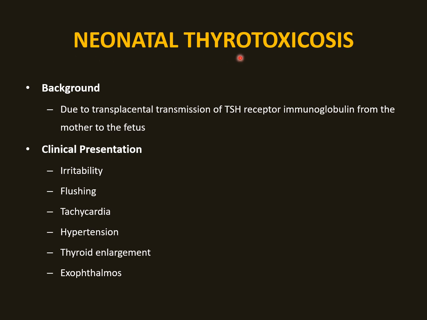Neonatal thyrotoxicosis is because of transplacental transmission of TSH receptor immunoglobulin from the mother to the fetus. And the TSI immunoglobulin will stimulate the thyroid gland of the fetus and will produce extra thyroxine, and this can cause irritability, flushing, tachycardia, hypertension, thyroid enlargement, and exophthalmos in the neonate.